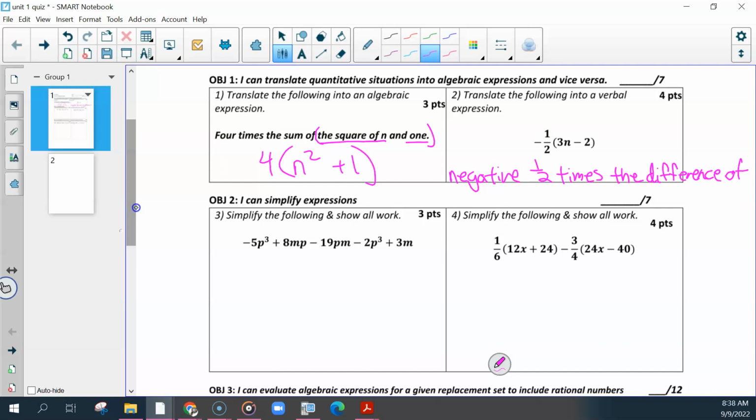And then once you have that difference of, the minus is taken care of, so you don't have to do that again. But we do need to say what's going on with 3 and n. Some of you just put of 3n, and we need to say exactly what's happening. So we can say of the product of, or of 3 times n, and 2. The and tells us the 2 things we're subtracting, so we don't need to put another minus in there because it's already taken care of. Questions about that one?